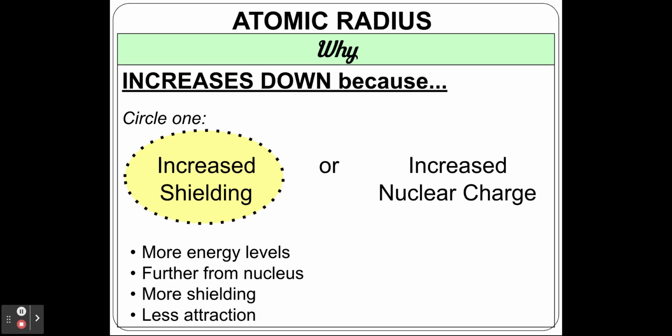So then the question is, well, why? Why does it increase going down a group? So it increases going down a group because of the increased shielding, right? You get more electrons in the core electrons, right? More energy levels are in the inside, so that's more shielding.